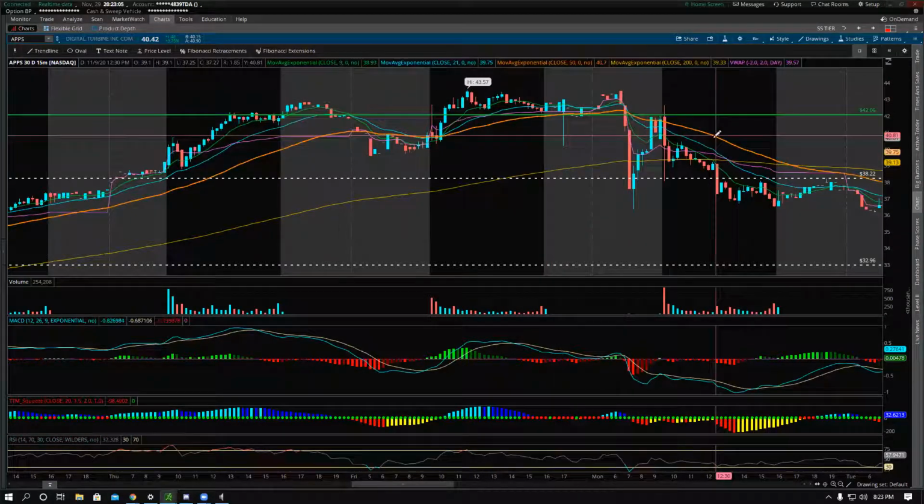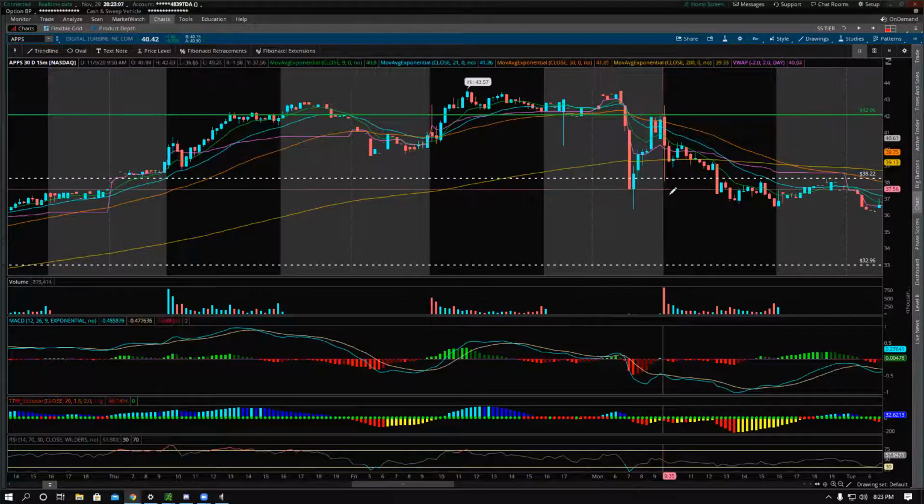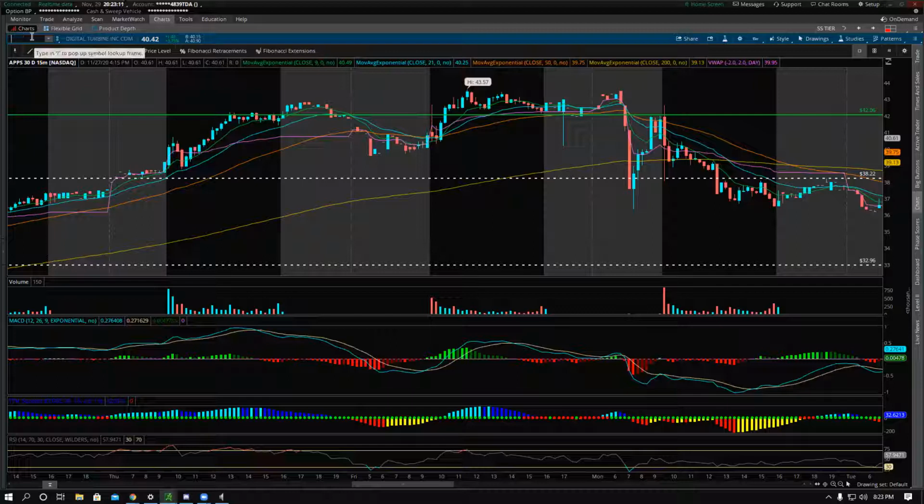Shoot. We can pick a different example. Yeah, we'll find another example. I just remember, I don't remember why. Yeah, I mean, pick any stock.